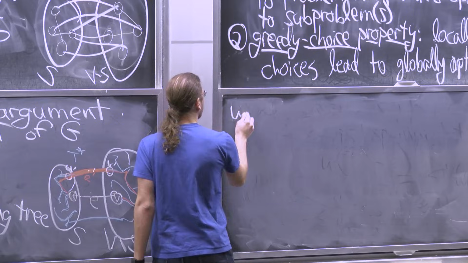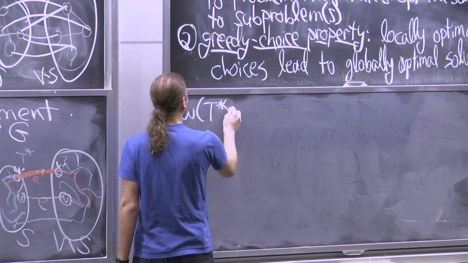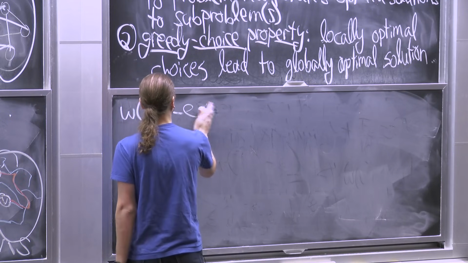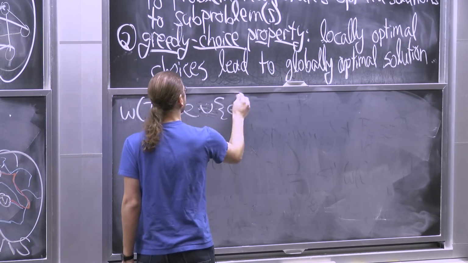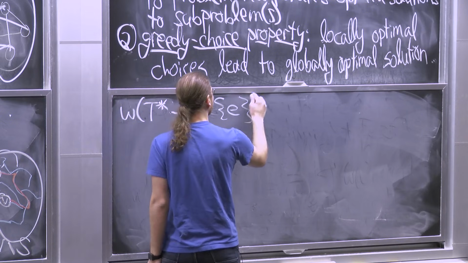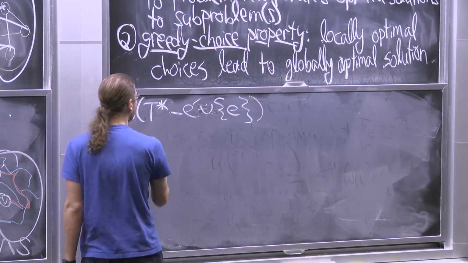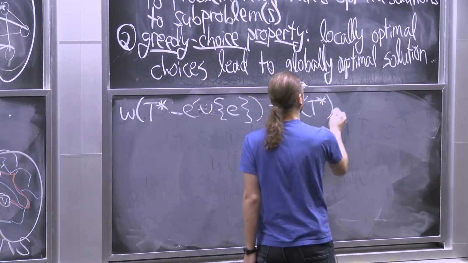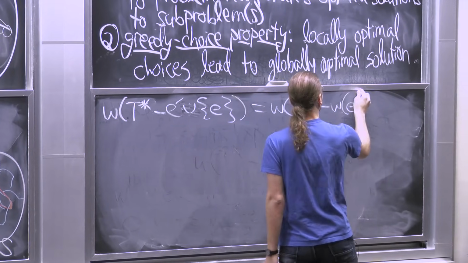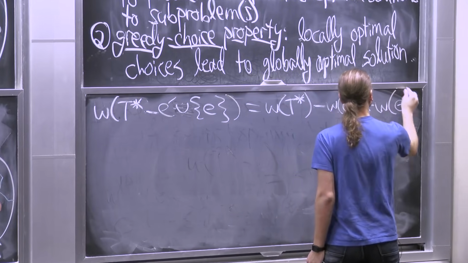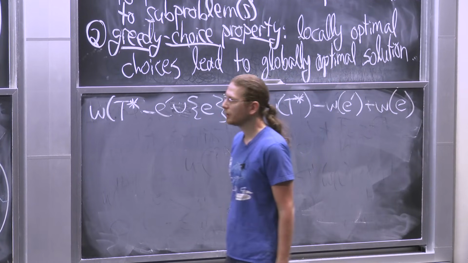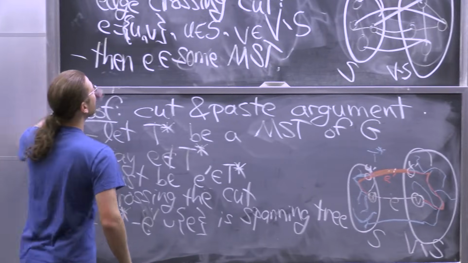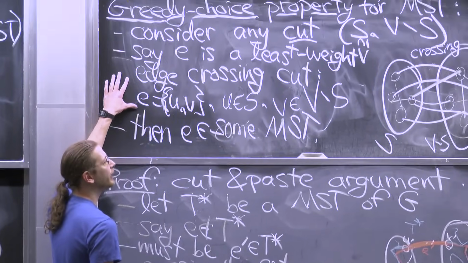So I have the weight of T star minus E prime plus E. By linearity, this is just the weight of T star minus the weight of E prime plus the weight of E. And now we're going to use this property. We haven't used that yet. E is a least weight edge crossing the cut.